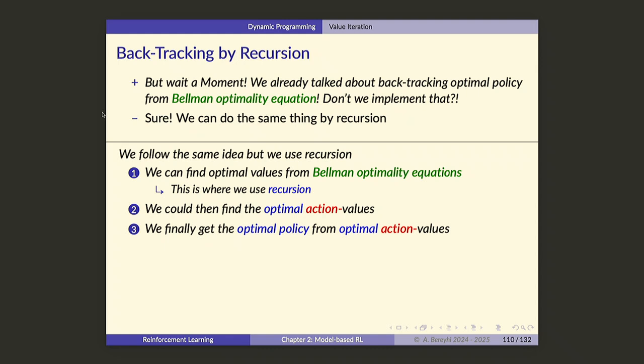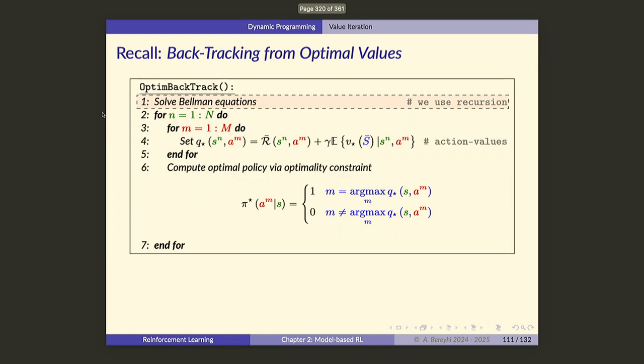Then out of that you get the optimal action value, and out of that you just compute the optimal policy. So this was the algorithm that we initially wrote for backtracking the optimal policy. We needed to solve the Bellman optimality equation, and after that we could just do whatever we want, right? We compute the action value and we find the optimal policy. Now, the only thing that we want to do in value iteration is write down this line 1 using dynamic programming, right? Everybody's cool? We just want to do it by dynamic programming.